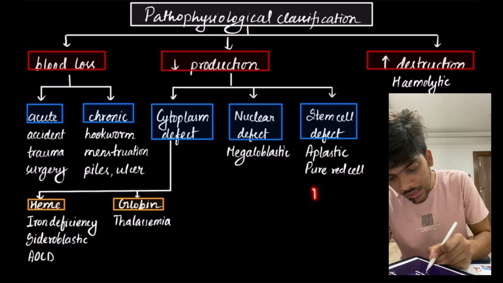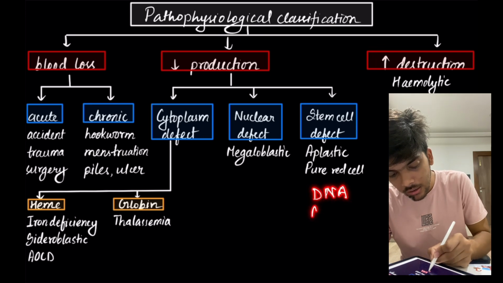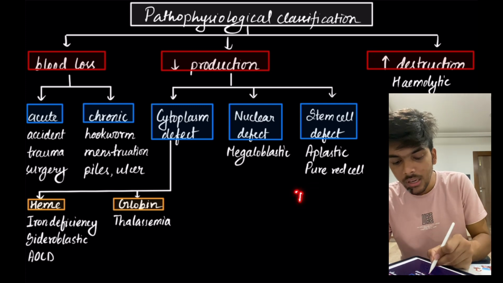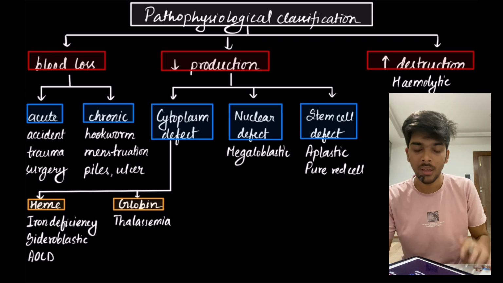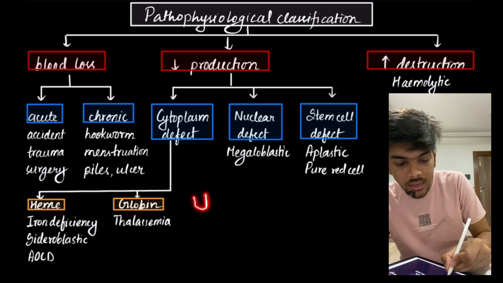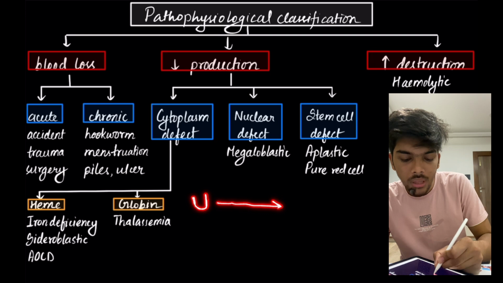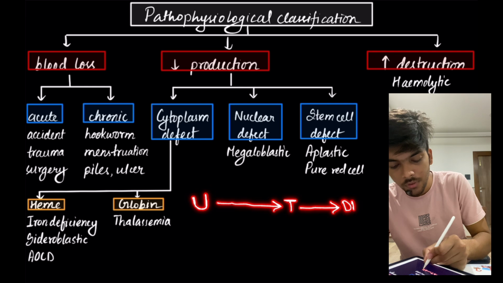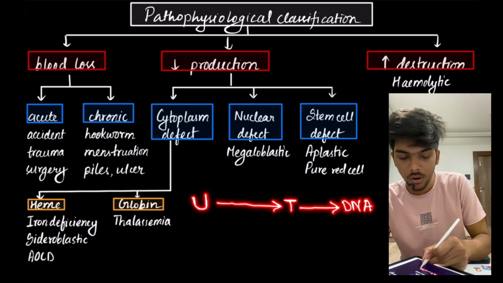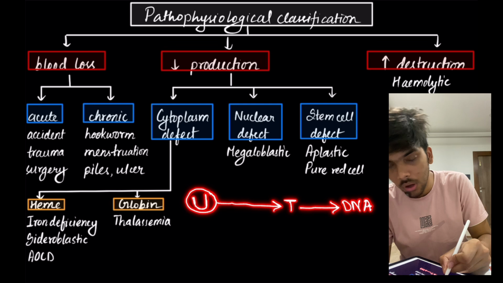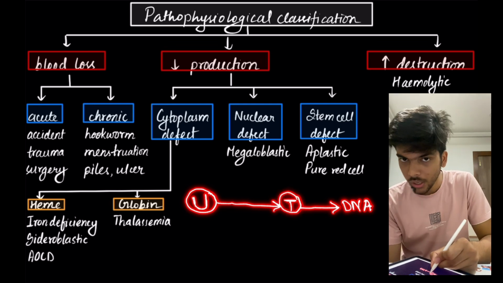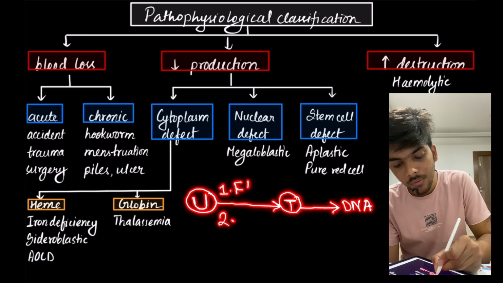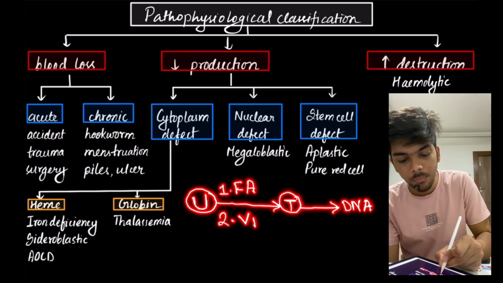DNA is composed of adenine, thymine, guanine, and cytosine. Thymine is formed from uracil. Basically, there is a uracil containing molecule which gets converted to a thymine containing molecule, and then this thymine containing molecule is utilized for the formation of DNA. However, for the conversion of the uracil containing molecule into the thymine containing molecule, two things are required. Number one, folic acid, and number two, vitamin B12.